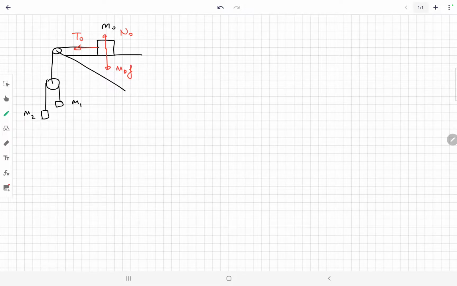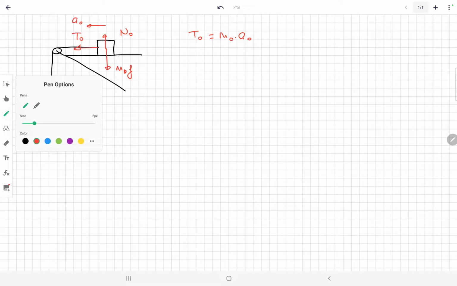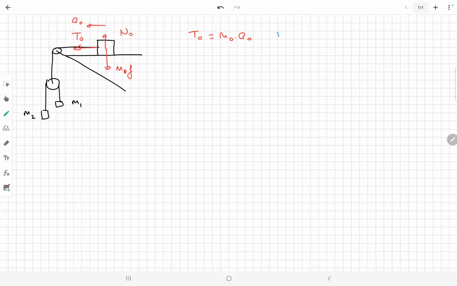So let's say it will move to the left with acceleration A0. It will move. It cannot stop. It cannot be at rest because there is no friction. So according to Newton's second law, tension T0 equals mass M0 times acceleration A0. So we are 100% sure about this equation. Any questions about this part? No, very simple, as you see.